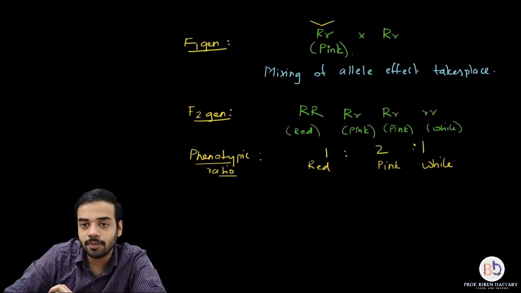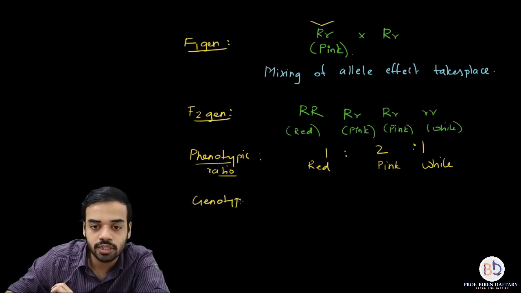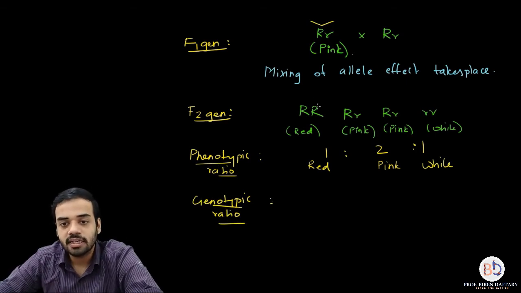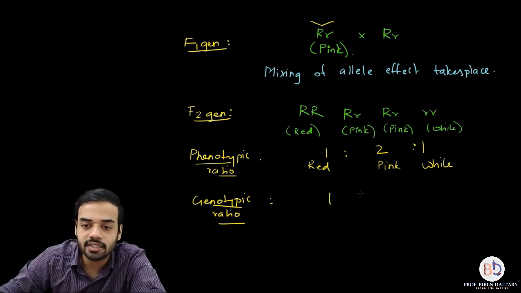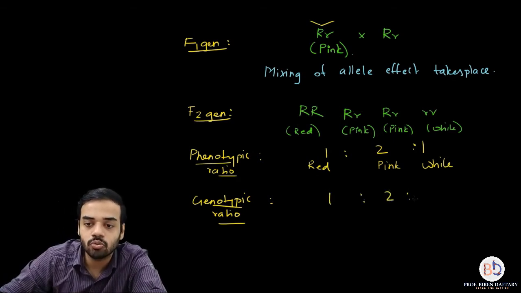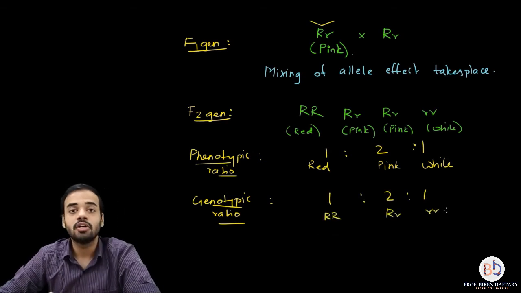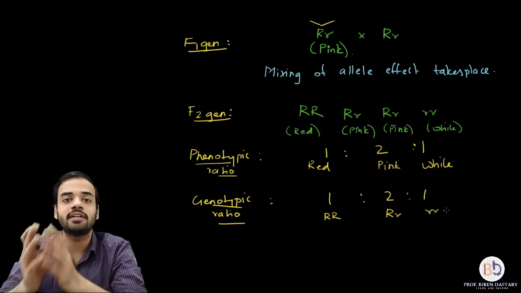Can you people help me in finding out the genotypic ratio? So let me write it down over here, genotypic ratio. Now the genotypic ratio is going to be, if you see the genotypes, capital R capital R is one of the genotypes, capital R small r is the second, and the third is small r small r. So again the ratio is 1:2:1. Okay, 1 is going to be capital R capital R, 2 is going to be capital R small r, this is small r small r. So in the case of incomplete dominance, both phenotypic and genotypic ratios are the same.